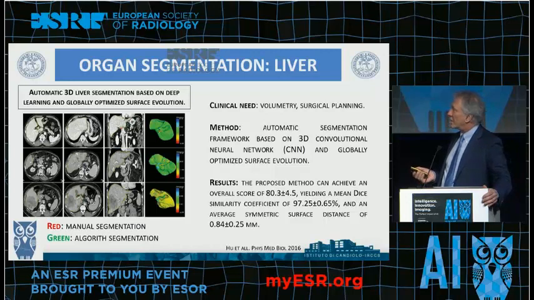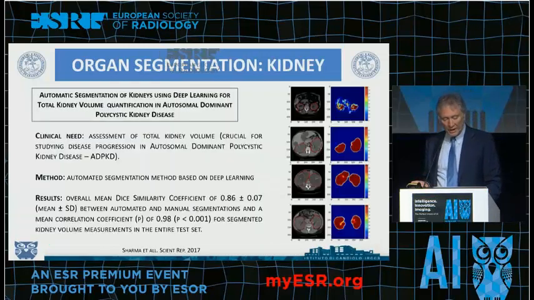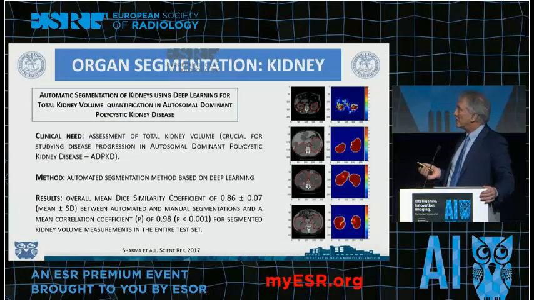This is a study using, as you can see, 3D convolutional neural networks to segment the liver, and the results are very good. This dice similarity coefficient is near 100, which means it's near perfect, and it compares basically the manual contouring, which is the red line, with the green line, which is the algorithmic segmentation. So this is an interesting and good result, and we can, for example, apply this to the kidney.